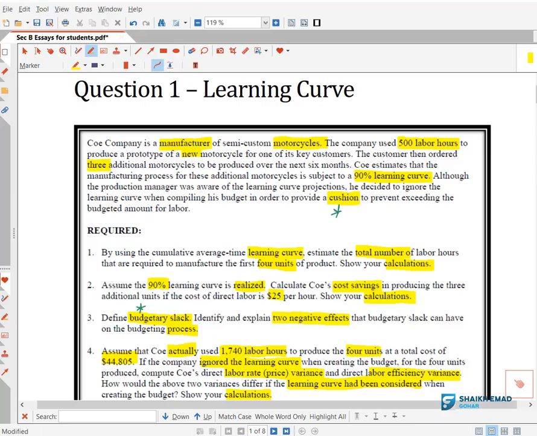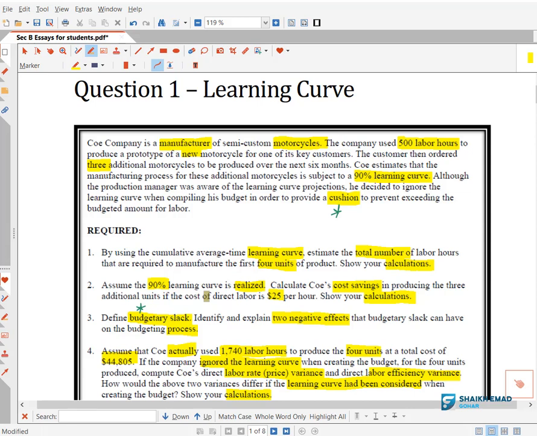Okay, let me go back to the question. Now they are saying assume that 90% learning curve is realized. What are the savings? Because if I don't consider learning curve, can you tell me in the chat box how many hours are needed to make 4 motorcycles? If I ignore learning curve. Very nice, 2000. How do you know 2000? Because 500 for one motorcycle. So for 4 motorcycles, how much?